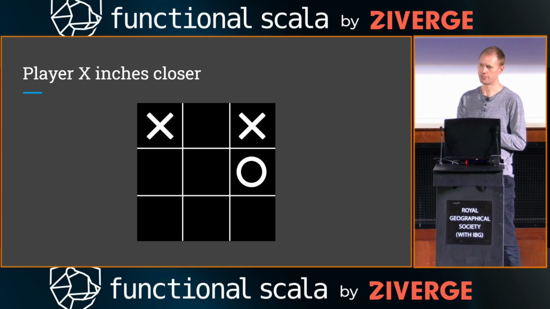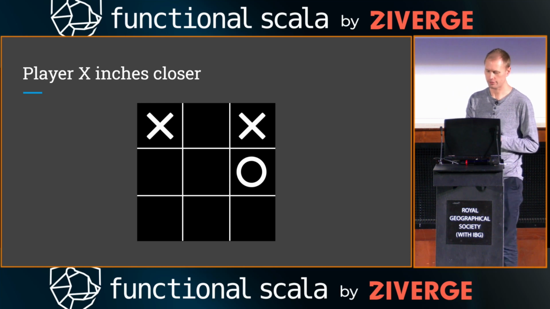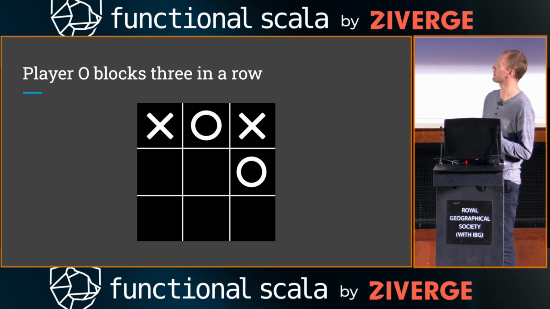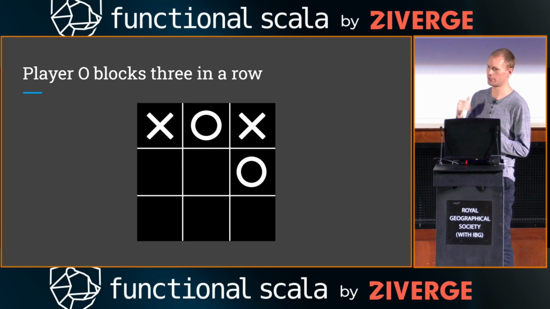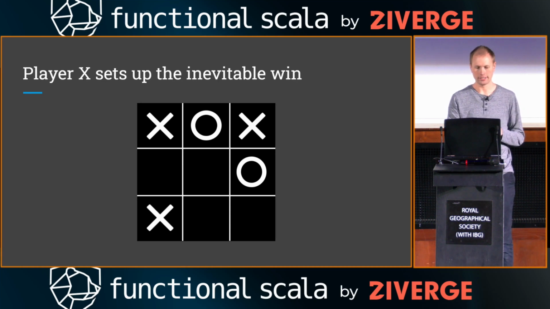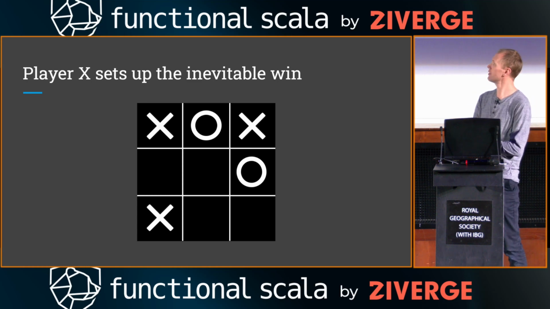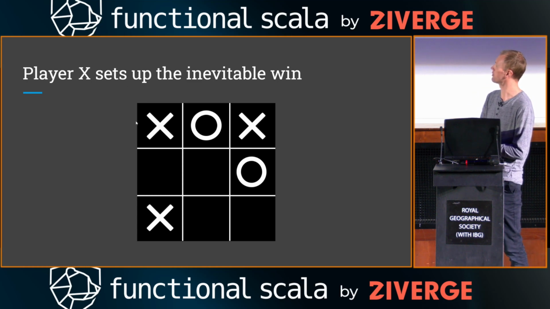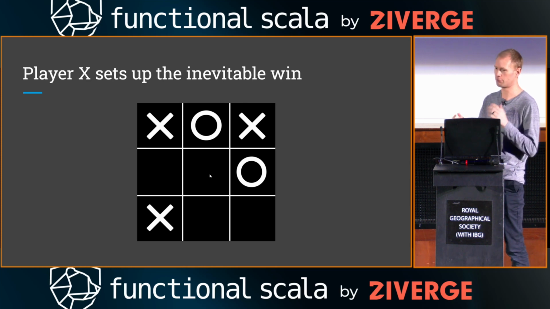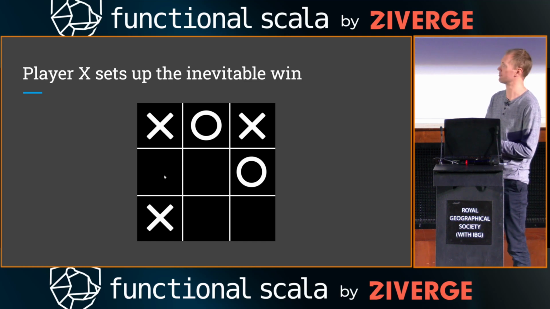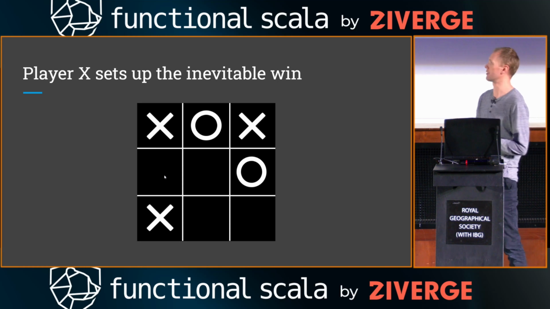Then player X is inching closer to that 3 in a row. But player O isn't too terrible at the game. They know they should block that. So they put the O in the top. And then player X is setting up the inevitable win here. So we can tell that, well, O has a predicament, right? If they go right here in the middle, well, then X is just going to complete a diagonal 3 in a row. Likewise, if O tries to block the diagonal, then X is going to have a vertical 3 in a row, and they're going to win.